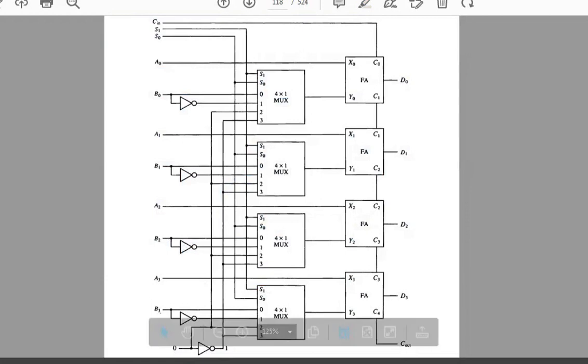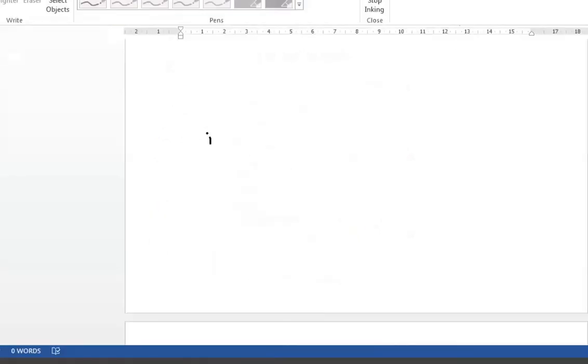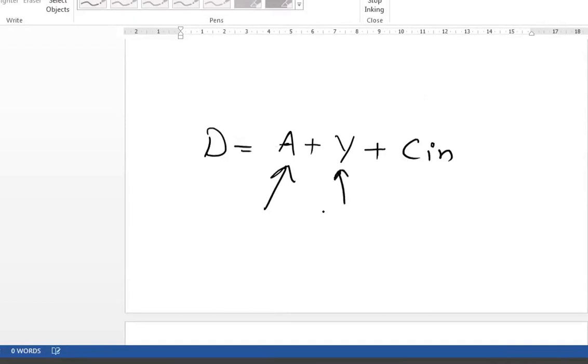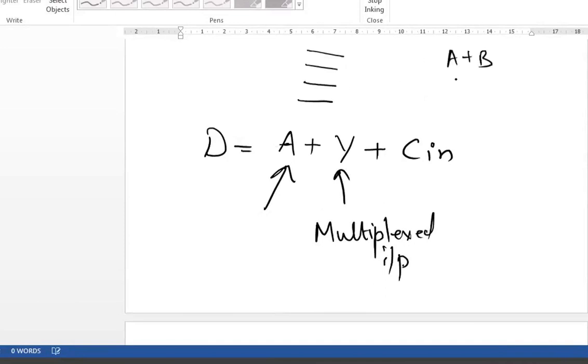Suppose when you talk about a full adder, what would be its output? Output D equals A plus Y plus C in. Your adder carries out addition of 3 numbers. This A is your normal, original input. This Y is your multiplexed input. Why? Because the multiplexer decides what second number I have to give. In some cases you simply want to add B. In some cases you want to add the complement of B. In some cases you just want to add 0. I don't need the second number's addition at all.